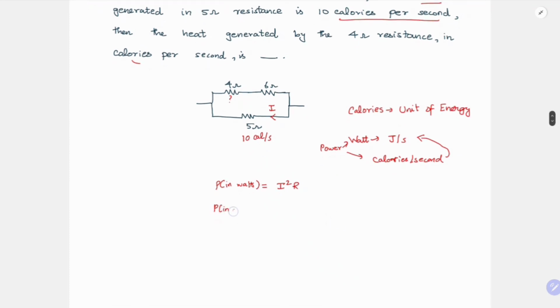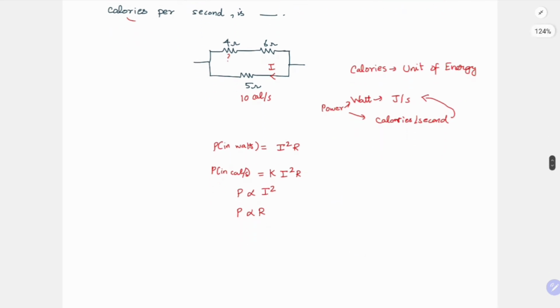Now power in calories per second, let us say that there is some constant K which converts watts to calories. So it is K I square R. But if you observe, the power is always proportional to I square and proportional to the resistance. So to find the power in the 4 ohm, we need to find this current I dash, and R we already have. So from the given relation, 10 is equal to K into I square into 5. So K I square is equal to 10 by 5, which is equal to 2. So this is one relation we have.